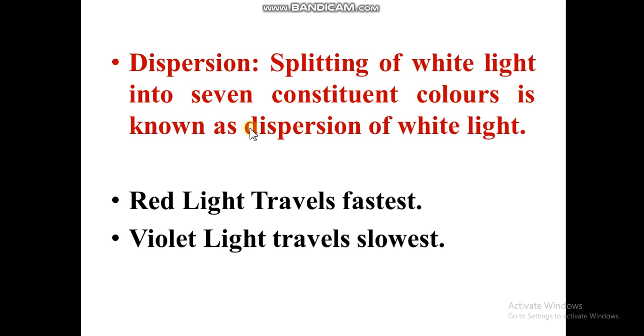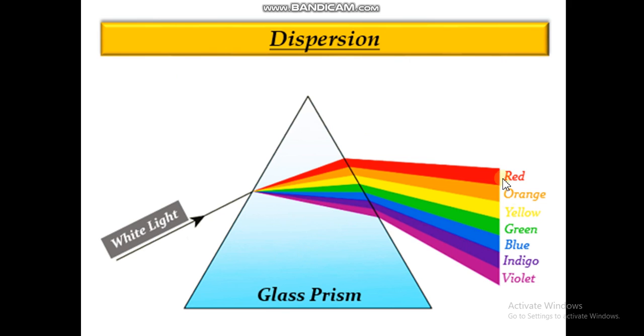Very simple thing, dispersion of white light. And one more thing, here you can see these 7 different colors are known as the spectrum. So this is the spectrum, and we have 7 colors in the color spectrum. About the spectrum we'll be discussing in the next videos, and here we will be discussing mainly dispersion only.